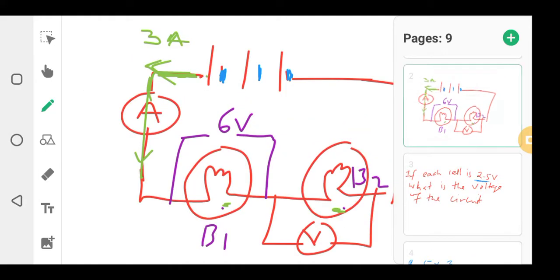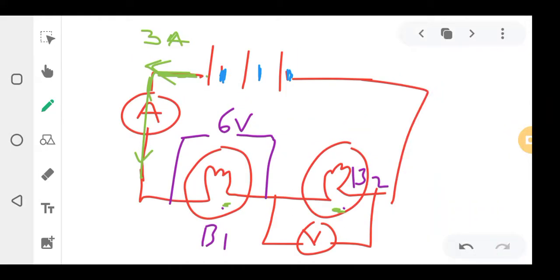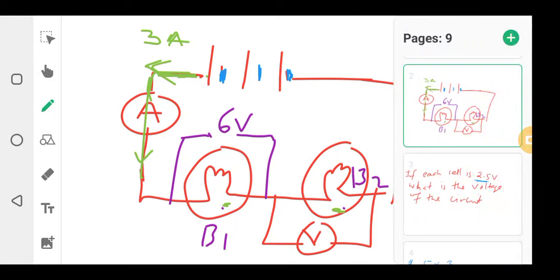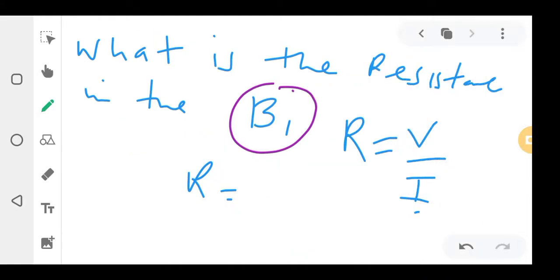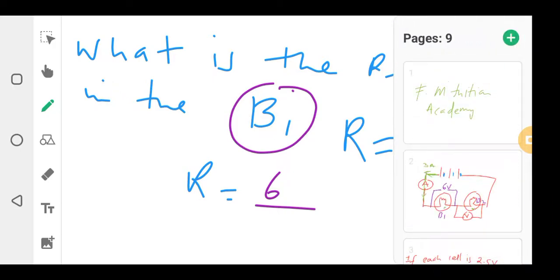So, what is it? Let's say they give you 6 volts, for example. I'm putting 6 volts here just so you understand. 6 volts is the voltage for the first bulb. So you come to the resistance there. The resistance there is the voltage, 6 volts, divided by the current that is coming. What current is entering that bulb?